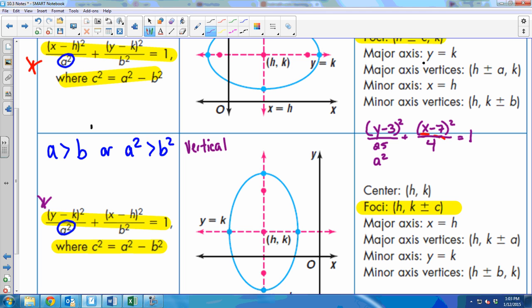Okay. We're just going to learn target 6 today. That's it. You're going to be given a graph. You're going to write the equation. Find the two coordinates for the foci, and then you're done. You're going to have a picture, though, so it shouldn't be that hard.